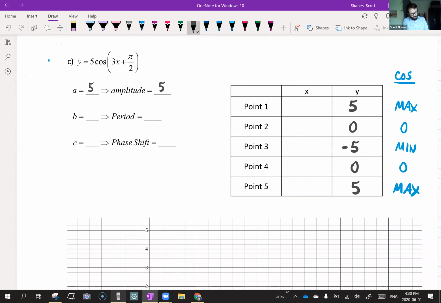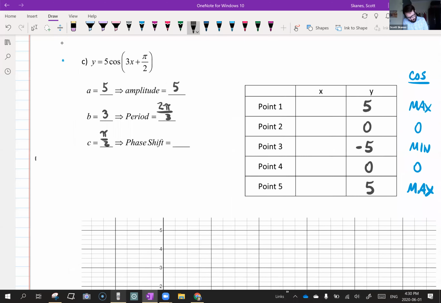I'm going to go ahead and get B. B is 3. I'm going to get C. C is pi over 2. If I know that B is 3, I know period. It's 2 pi over 3. I'll show it just one more time. We know period is 2 pi over B, which is 2 pi over 3. We need to divide it by 4. Period divided by 4 is 2 pi over 3 divided by 4.